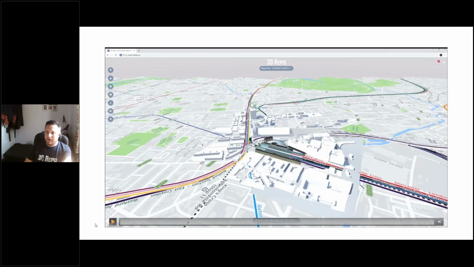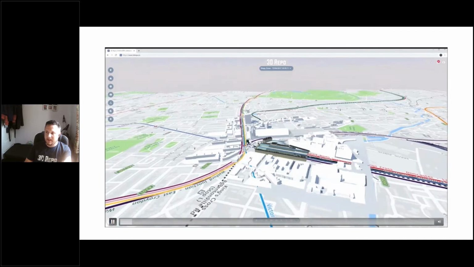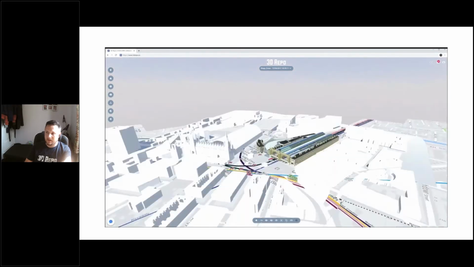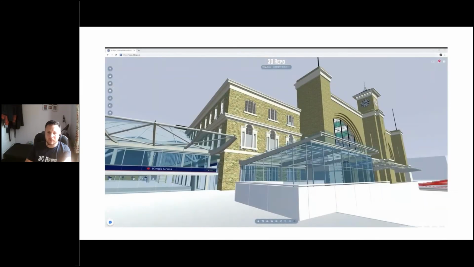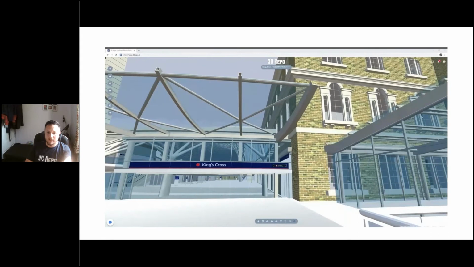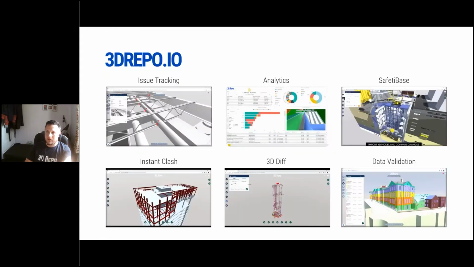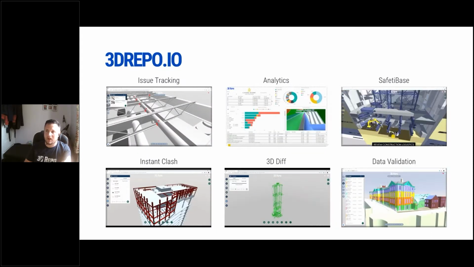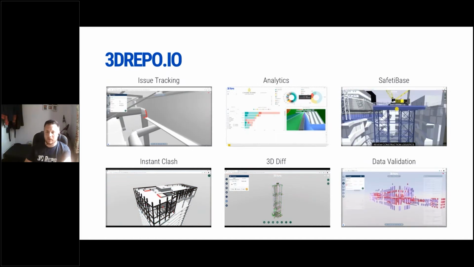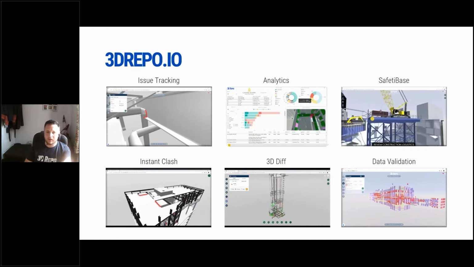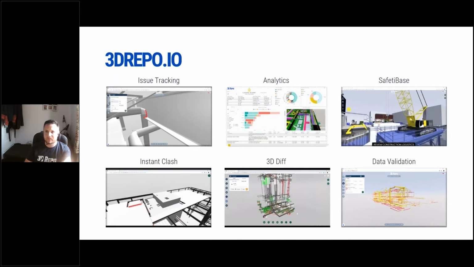So this is what 3D Repo looks like when you log in. Really clean, nice, easy to understand user interface. Bogdan will take you through some of this in a bit more detail in 2 minutes. But once you are in there, this also allows you to complete a number of tasks, from issue tracking to risk analysis to data validation. Again, some of which Bogdan will be showing you in his live demo.